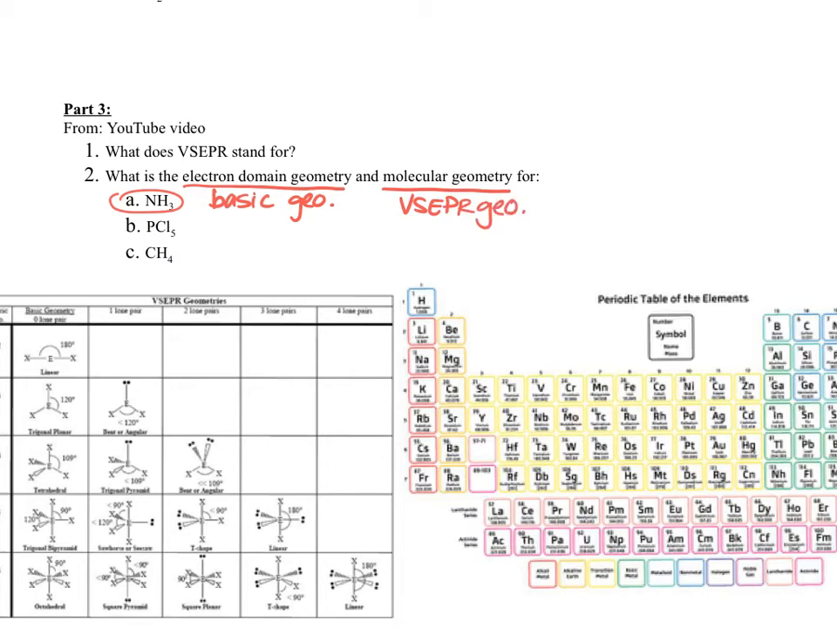Okay, on a quiz or exam, I would use both sets of terms so that you only really need to be familiar with either electron domain geometry or basic geometry. I'll put both of them for you so that you won't be confused. But they're used interchangeably. Okay, so the first thing you need to do is draw the Lewis structure.